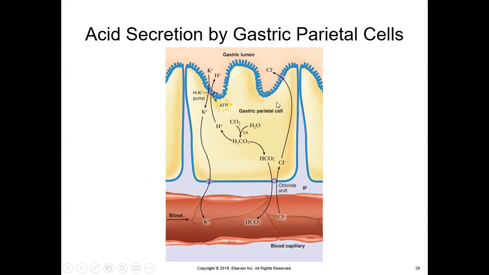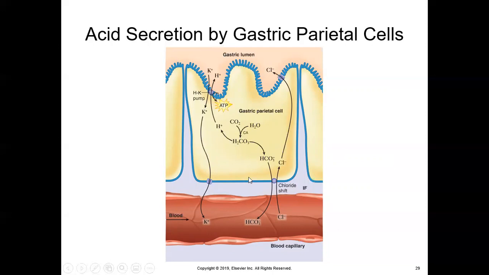And so inside the gastric parietal cell, you have CO2 and H2O forming H2CO3. It releases hydrogen ion, and it releases bicarb, and the hydrogen ions are pumped into the gastric lumen, potassium is pumped out.